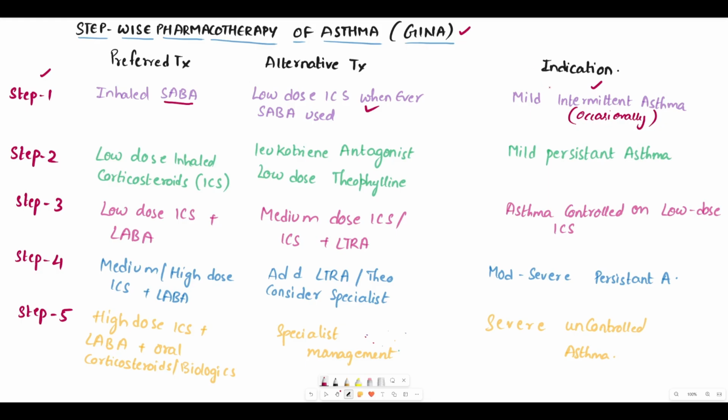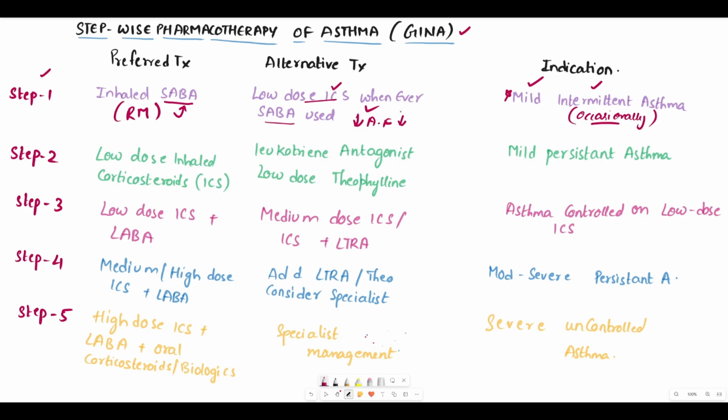This is mainly for the patients who are having mild intermittent asthma. The meaning is that these kinds of patients usually experience the symptoms occasionally, and in these conditions, the preferred treatment is giving the reliever medications. Reliever medications like inhaled SABA, which is short acting beta 2 agonist, will be given, like salbutamol. This is only used when the symptoms occur, not every day. In some patients, doctors may also prescribe a low dose corticosteroid whenever SABA is used.